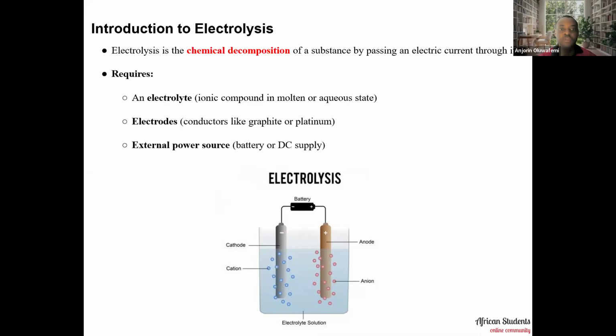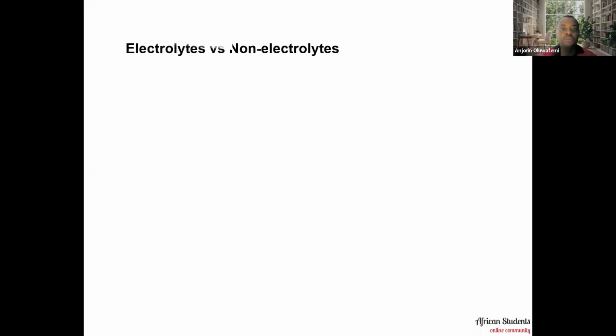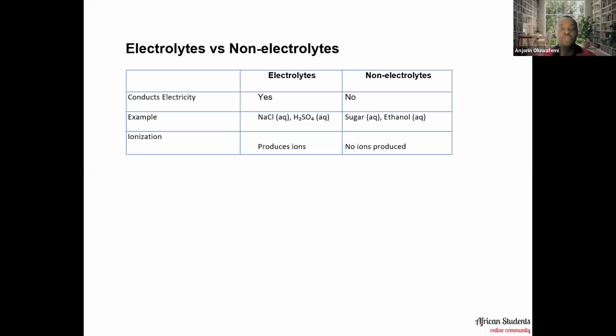Okay, all right, let's move now. So electrolyte versus non-electrolyte. In looking at this, we'll just do a little table. In terms of conducting electricity, electrolytes conduct electricity, while non-electrolytes do not conduct electricity. Examples of electrolytes include sodium chloride aqueous, H2SO4 aqueous, and so on and so forth. Non-electrolytes, on the other hand, examples include sugar, ethanol, and so on.